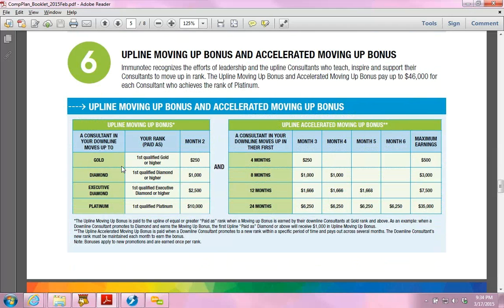And the one last thing I'll show you is one of the things that's nice about moving up to gold: when you hit gold, if somebody in your downline hits gold, you get paid a bonus for helping them do that if you're a gold yourself. As a silver, you can't get paid that bonus on a new gold. But if you're gold and someone in your downline hits gold, you can get a $250 bonus for helping them do that, which is really kind of fun. So I think that gives you a pretty good overview.